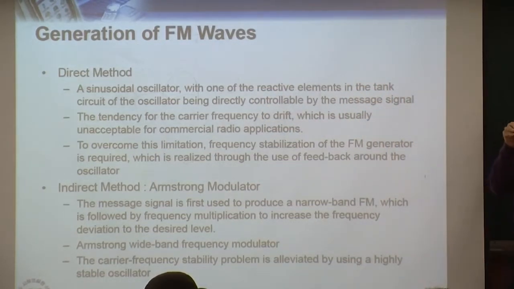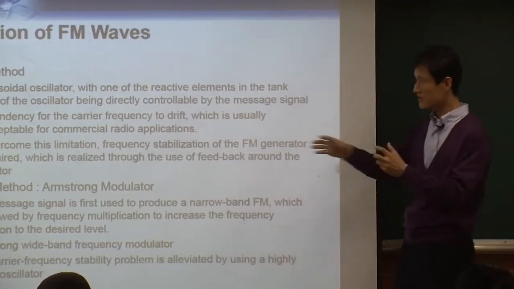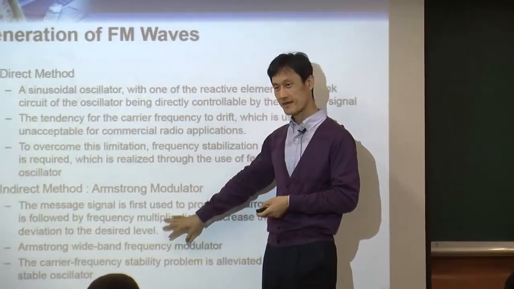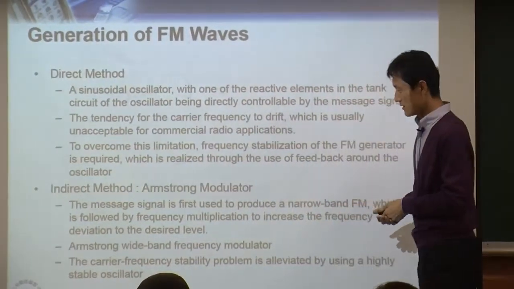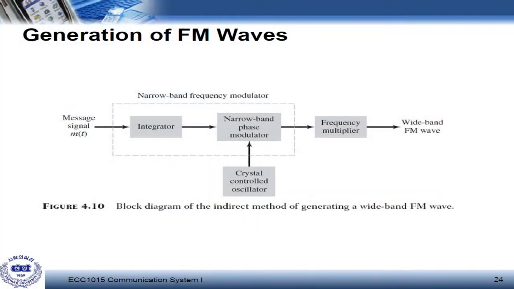We keep saying that the message goes to the frequency. In that case, in hardware, the message really needs to go to the oscillator because the oscillator makes the frequency, right? The message should go to the oscillator, but that's really difficult. So what we typically do is the second method, the indirect method. In this indirect method, let's go to the next slide. This is how to do it.